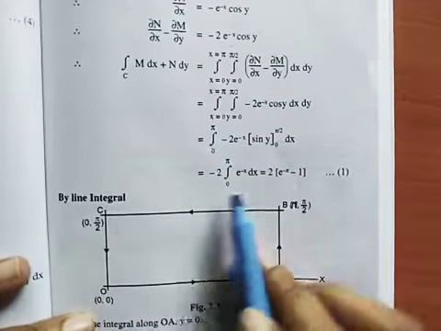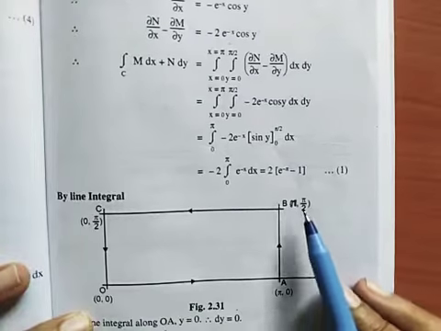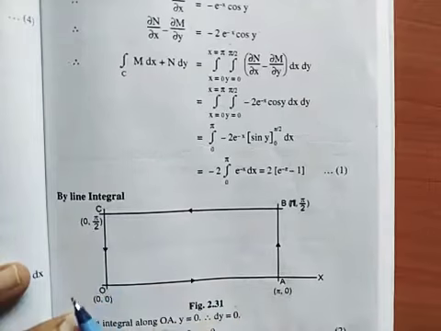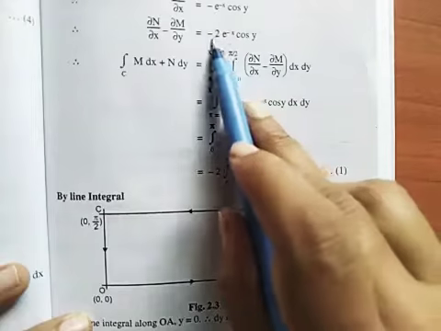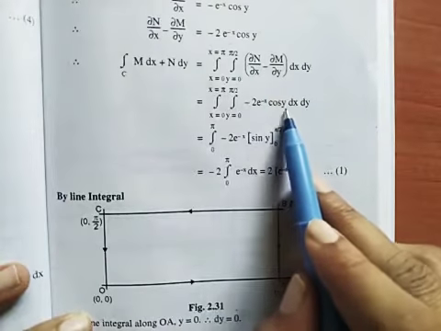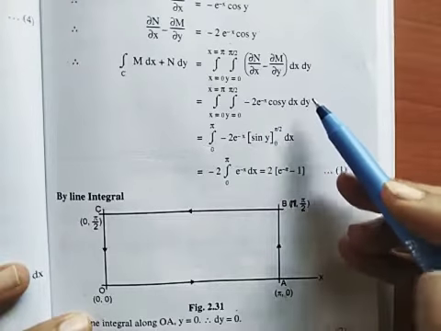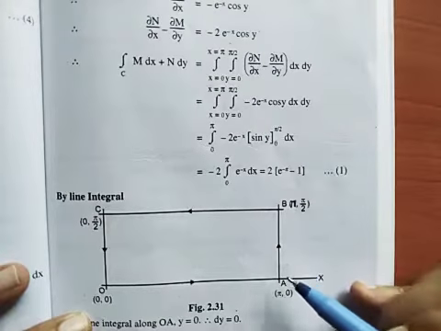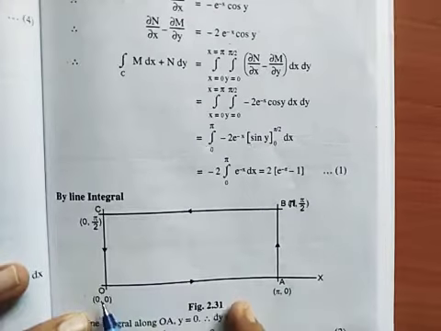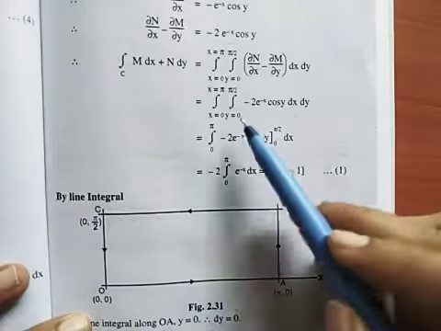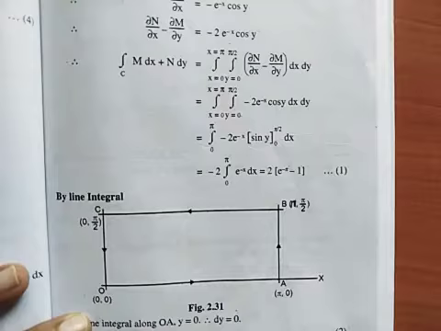Now this is the given region. It is a rectangle with vertices (0, 0), (pi, 0), (pi, pi by 2), and (0, pi by 2). So this subtraction gives us minus 2 e raised to minus x cos y dx dy. Now if we integrate with respect to y first, what does y vary from? Y varies from 0 to pi by 2, and x varies from 0 to pi here.